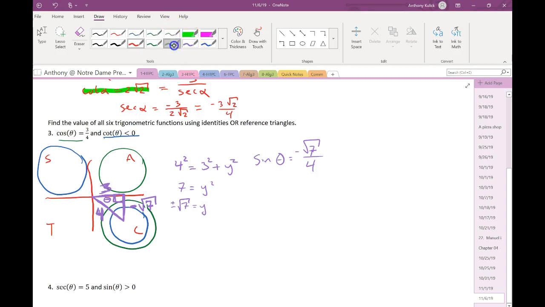So the green was where cosine was positive, and the blue was where cotangent was negative. So I tried to color code it there. Yeah, because they're reciprocals. Opposite over hypotenuse. I didn't do all the other 5 of them. I just did one and said, okay, from here you guys can handle it because we have the triangle.